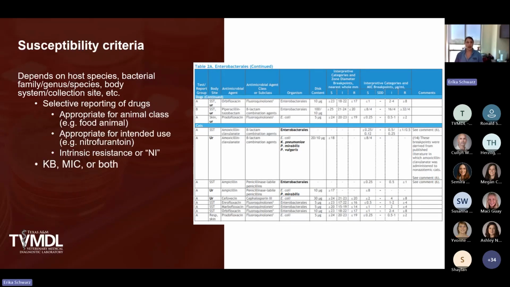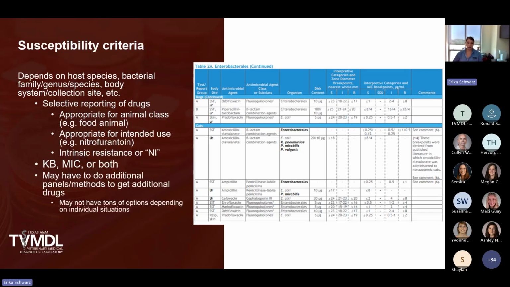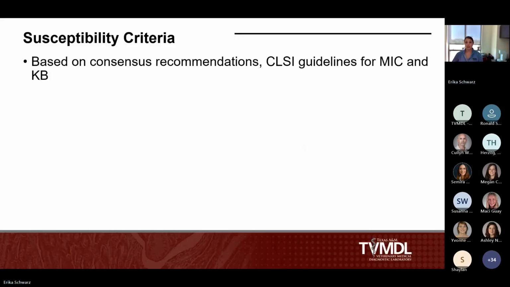And then we'll compare what we have in these CLSI guidelines to determine whether we're going to run a Kirby-Bauer or an MIC, or maybe sometimes both, to get you the combination of drugs that you need. Not everything has interpretations for KB or MIC or both. And sometimes we might have to do additional panels or methods to get certain other drugs, especially if you've requested a specific one, but not every organism has interpretations for every type of drug. The susceptibility criteria is based on consensus recommendations and CLSI guidelines for both MICs and Kirby-Bauers.